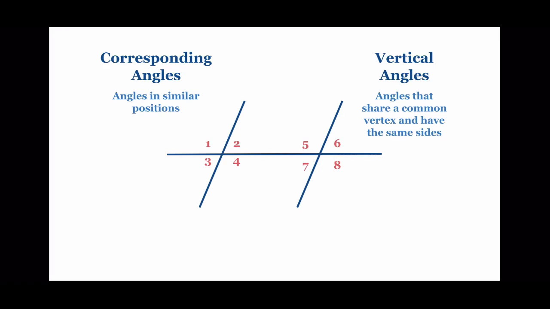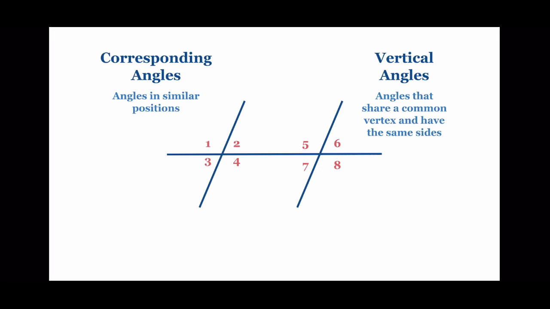Next, we have corresponding angles. Corresponding angles are angles in similar positions according to models similar to this. The long line that separates the two parallel lines, which are lines that have the same slope and will never intersect, is called the transversal. So corresponding angles are angles in quote-unquote similar positions, meaning that in reference to the lines, they're similar and the angles are equal in measure.